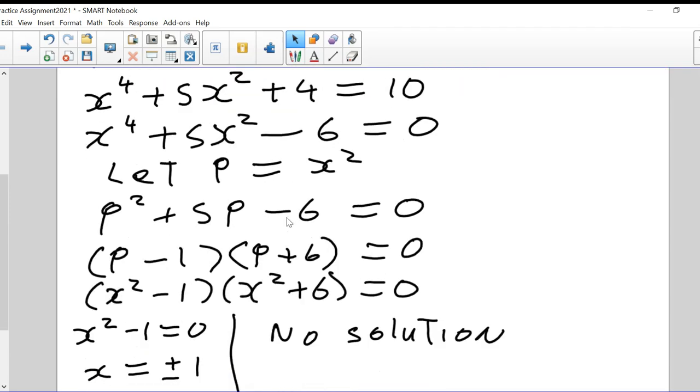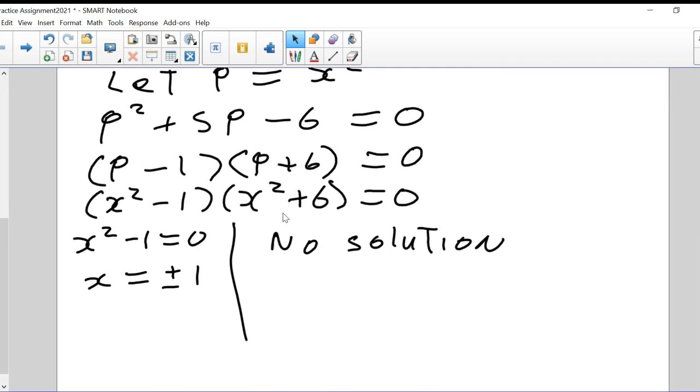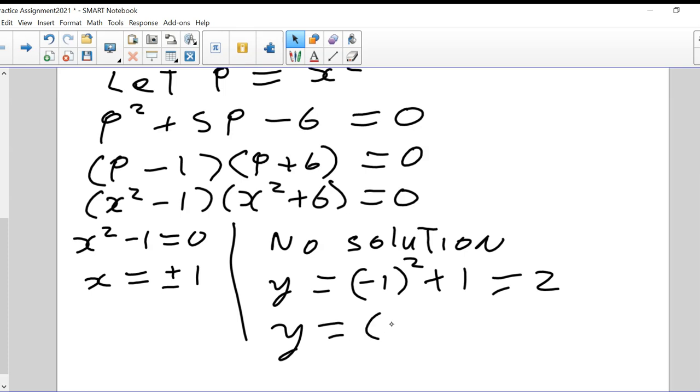So these two solutions meant that we could now plug that back into one of the original equations, and we chose to go with x squared plus 1. If we did that, we would have that y is equal to minus 1 squared plus 1, which was equal to 2. And if we did it with positive 1, you got the same result. 1 squared plus 1 was still equal to 2.